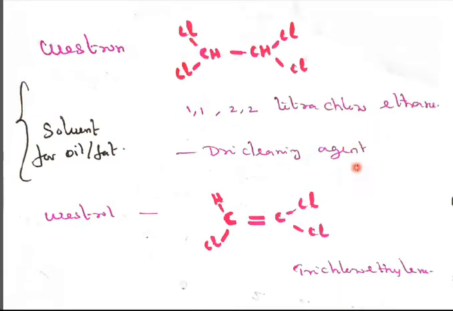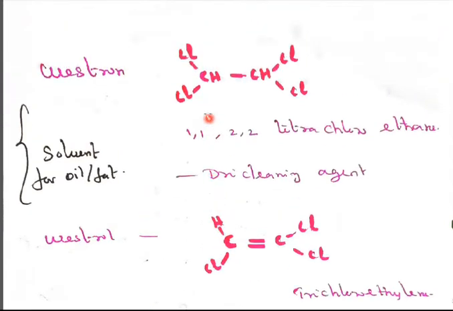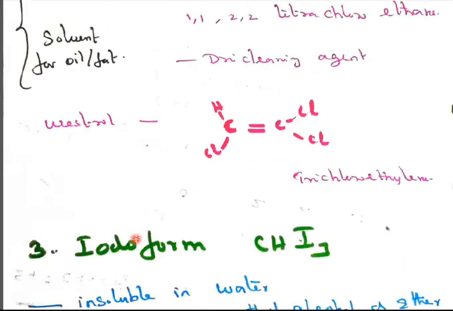Next, it is a dry cleaning agent, Westrol. In this CH3, 2 hydrogens on this side and 2 hydrogens on that side are substituted. Here only CH2 double bond CH2. So here 2 hydrogens, but here only 1 H. So it is called trichloroethylene. Trichloroethylene is called Westrol.